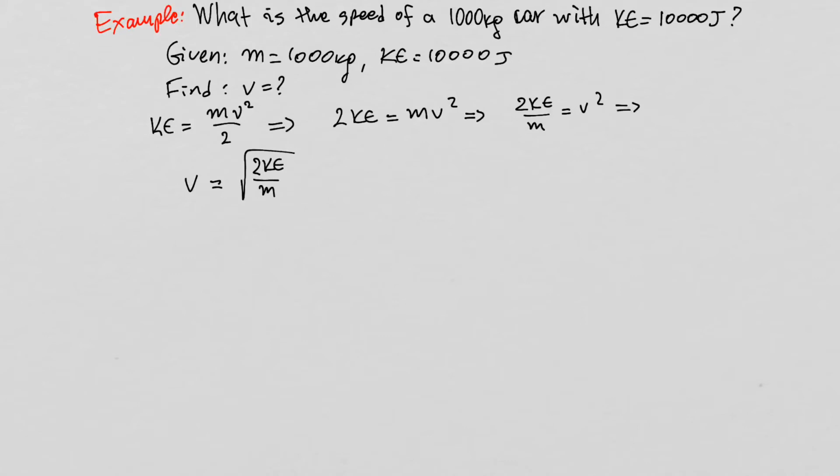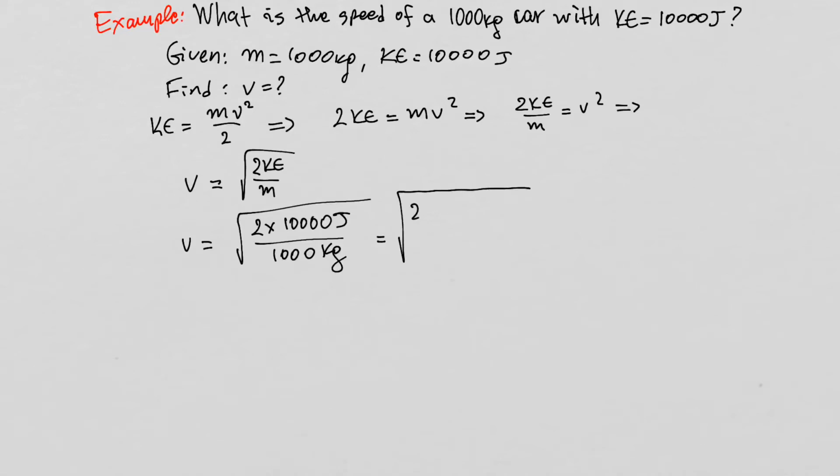mass. Now that I have this relationship here, I can just plug in the numbers for the kinetic energy and the mass and calculate the result. So the speed is equal to the square root of 2 times 10,000 joules divided by 1,000 kilograms. This is equal to the square root of 20.